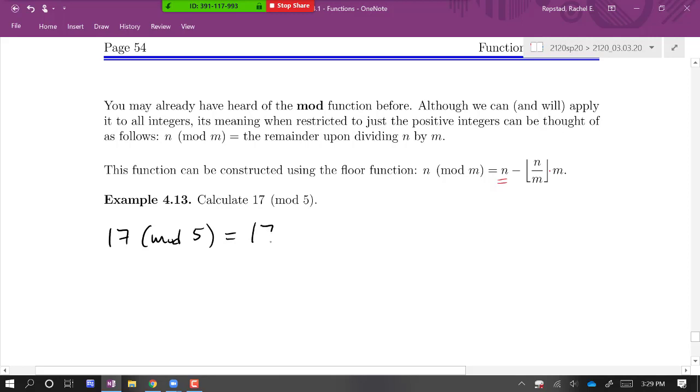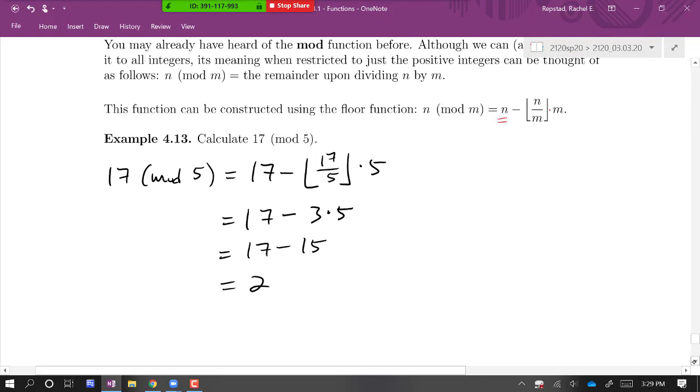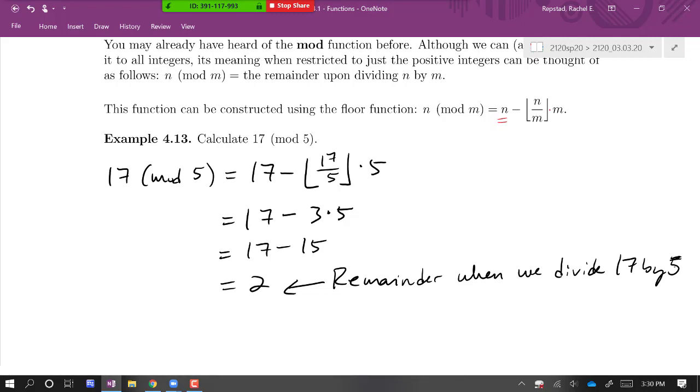So this says I'm going to take 17, subtract 17 over 5 floored, times 5. So the floor of 17 over 5 we said was 3. And that gives us 2. That's what's left over. This is the remainder when we divide 17 by 5. So thinking about it in terms of remainders is usually the quickest way to see what we get.